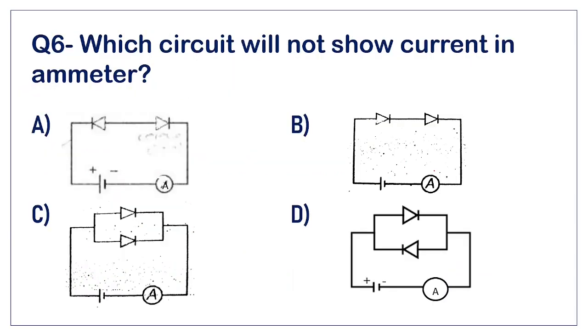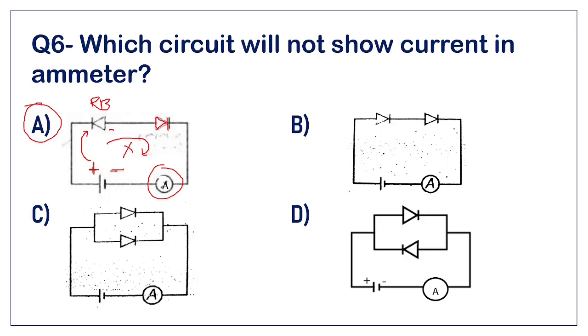Question number 6. Which circuit will not show a current in the ammeter? So if you see this circuit, a voltage supply is given. This is the positive potential. This is the negative potential. Here the positive potential is connected to the cathode of the diode, and the negative potential comes to the anode of this other diode. This diode will be forward biased, but the first diode is reverse biased. So there will be no current flowing here. So this ammeter will not show any current. So option A will be the right answer, but we will see options B, C, and D again.